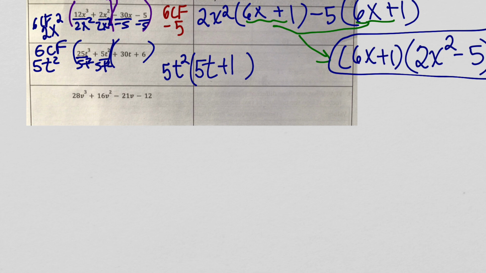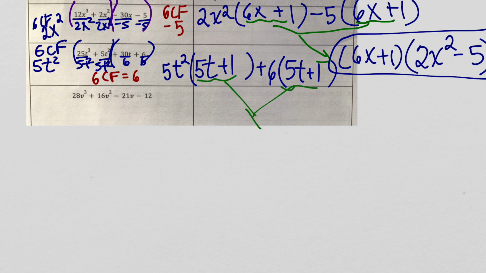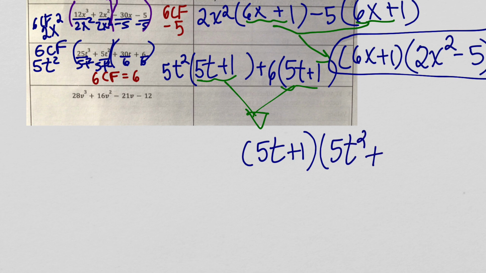So my objective is to get 5t plus 1 in the second set of parentheses. So this GCF looks like it is 6. So let's take out a positive 6. And now what's left in the parentheses, when I divide by 6, I get 5t plus 1. Again, this is what you want. What happens to it? It comes out, right? So you have 5t plus 1. And then when that's gone, you pull it out, what's left is 5t squared plus 6.